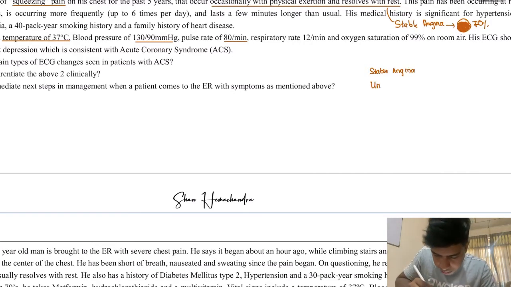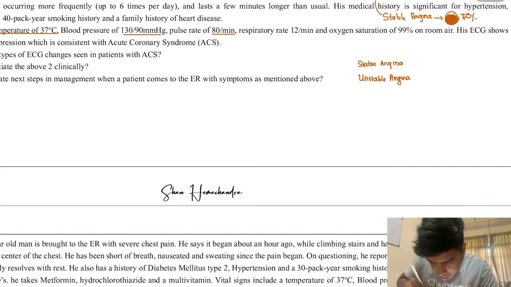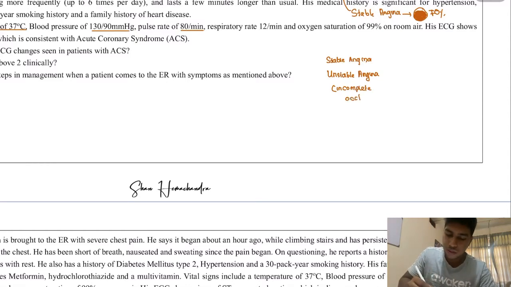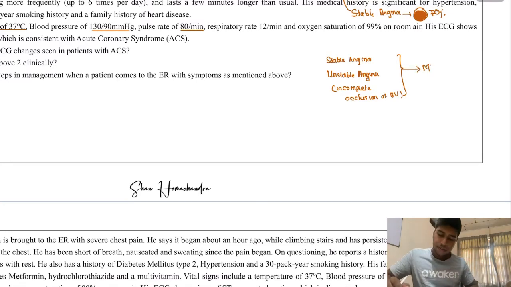So I need you to understand. I'm going to take these two. These two mean there's incomplete occlusion of blood vessels. However, if this is going to get completely occluded, it is going to lead to a myocardial infarction. Complete occlusion.